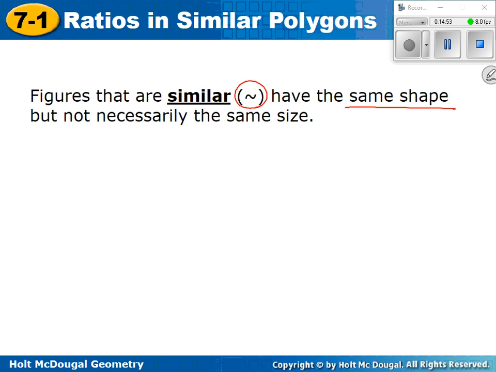You can't start out with a triangle and then end up with a rectangle. If you do, you've done something way wrong, okay? For them to be similar, they have to be the same shape, but they're going to get bigger or smaller. So they're not necessarily the same size. However, congruent triangles are similar. They are similar, but similar triangles are not necessarily congruent. Okay, so we're going to talk about that in a minute.